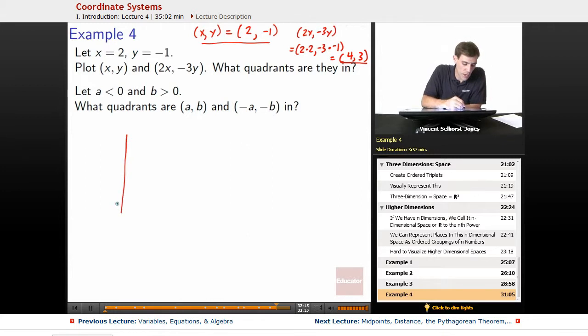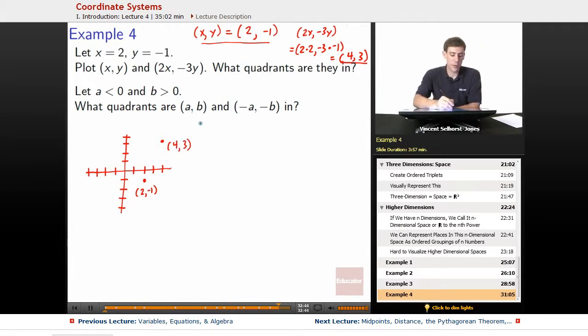We draw our coordinate axes, and put on a scale so we have places to plot. We go over 2, down 1 to negative 1, and there is (2, negative 1). We go over 4, 1, 2, 3, 4, up 3, 1, 2, 3, and there is (4, 3).